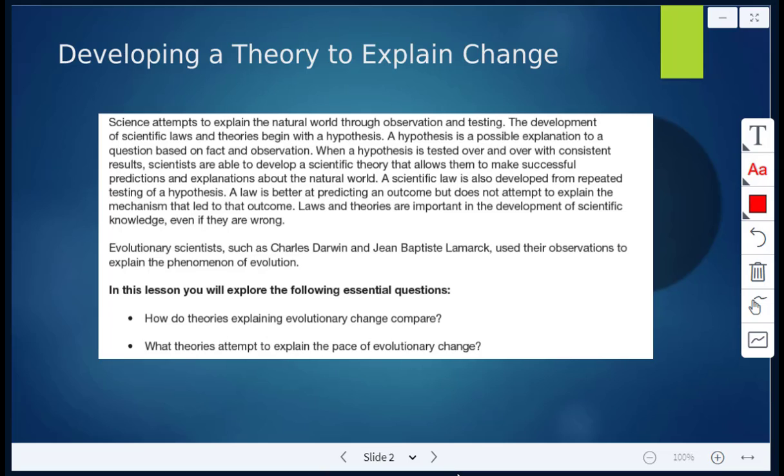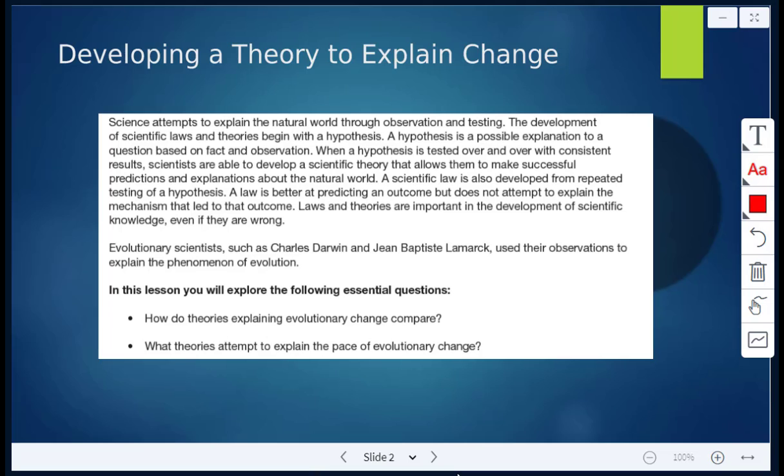Science attempts to explain the natural world through observation and testing. So the development of scientific laws and theories begins with a hypothesis. A hypothesis is basically a possible explanation to a question based on fact and observation. And when a hypothesis is tested over and over with consistent results, scientists are able to develop a scientific theory that allows them to make successful predictions and explanations about the world.